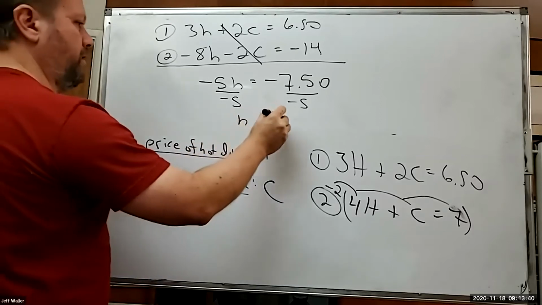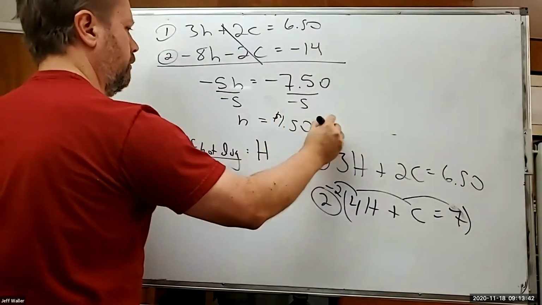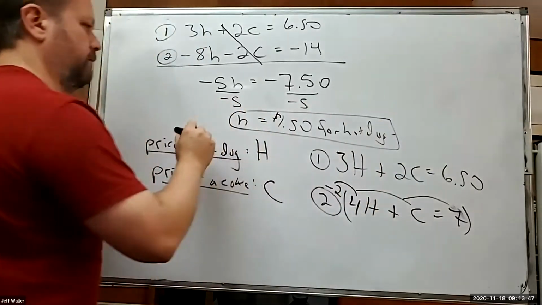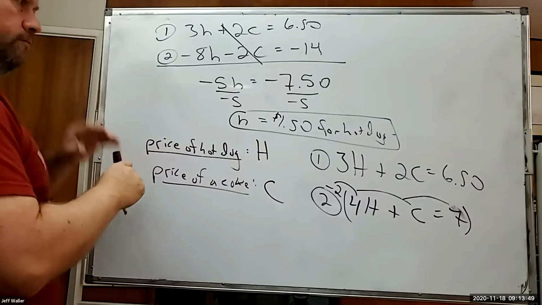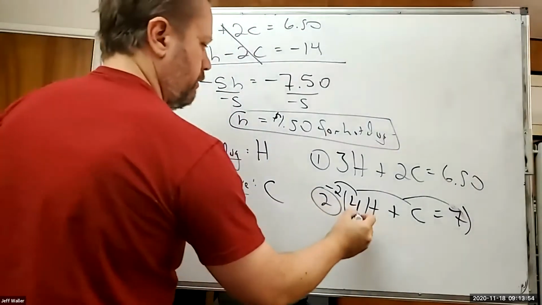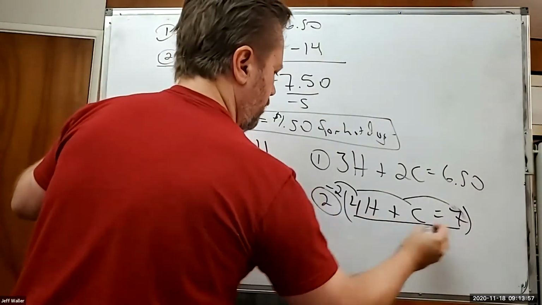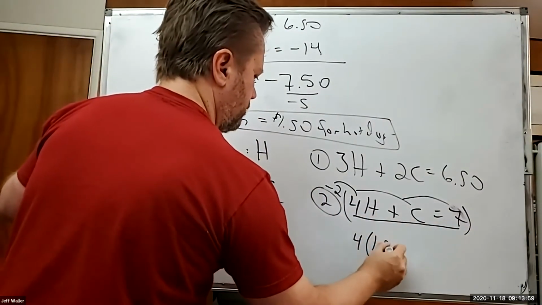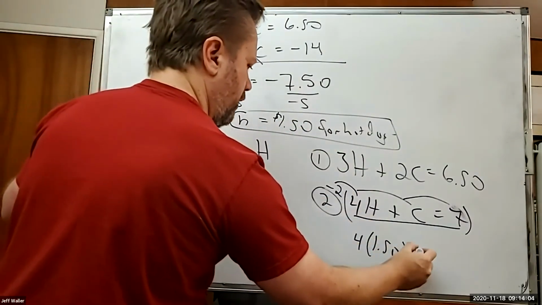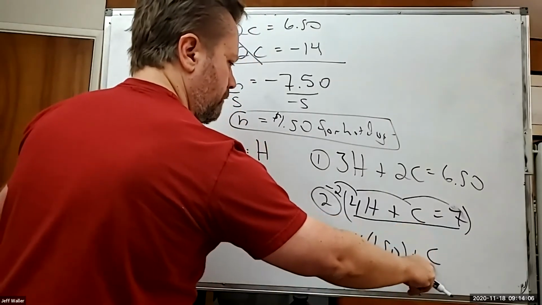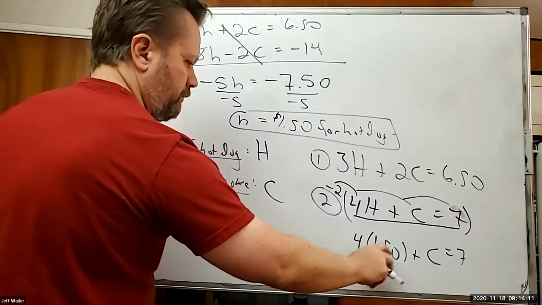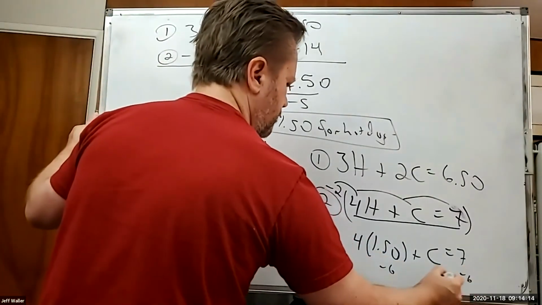So what's a hot dog cost? $1.50. $1.50 for a hot dog. So how would I figure out how much a Coke costs? Plug in $1.50. Yeah, I would take this equation and plug in, because now I know H is 1.5, 150. The reason I picked this equation is I have one step and I solve for C, right? 4 times $1.50 is 6.